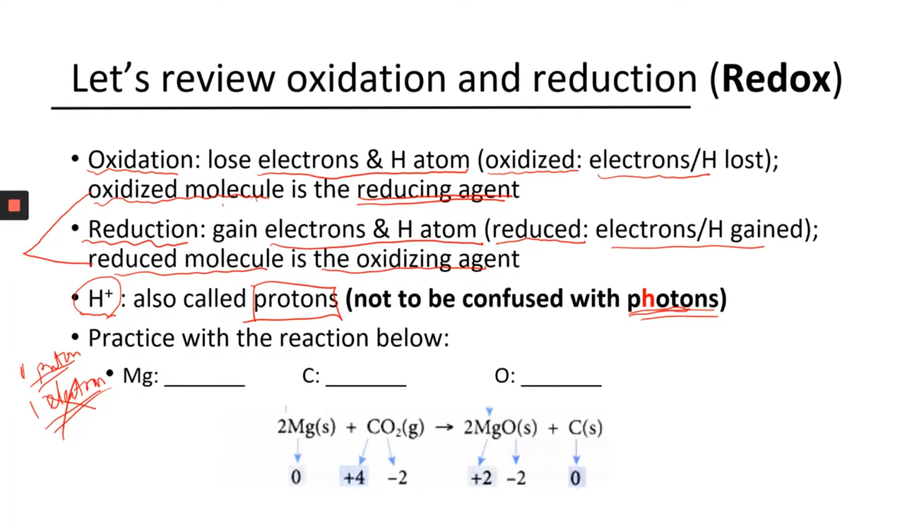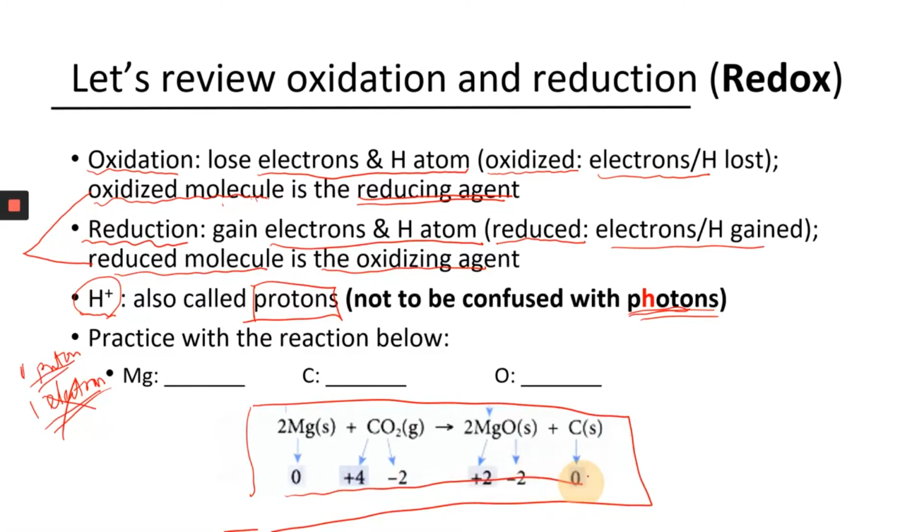Okay, so let's do a quick practice with this chemical reaction. So we have magnesium, we have carbon dioxide, and then we have magnesium oxide and then carbon. So in this reaction, to make it easier, I've given you these numbers so you can decide which one is oxidized, which one is reduced, or it doesn't change at all. Okay, so I'll give you a few seconds.